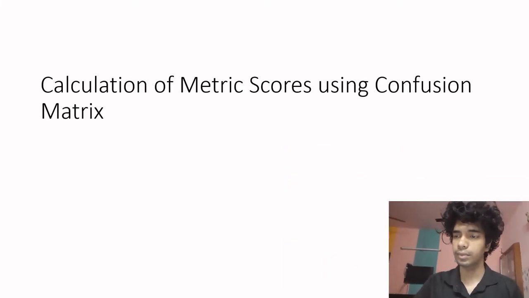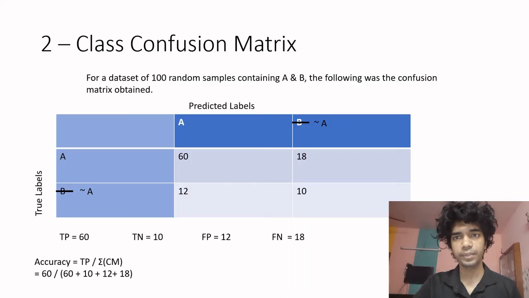But here we are concerned with only four metrics that we would be discussing: accuracy score, the precision value, the recall value, and the F1 score. So let us begin. Let me share my screen. So this is calculation of metric scores using a confusion matrix.